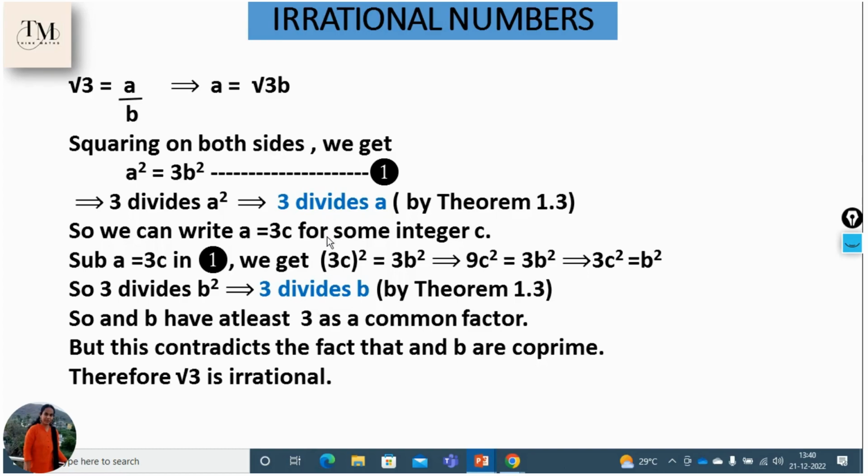So these two statements show that 3 is a common factor for a and b. But we showed that a and b are co-prime. Okay. We showed that a and b are co-prime. But we got a common factor 3. So this contradiction came as we assumed that root 3 is rational. But our assumption is wrong. So root 3 is an irrational number. Okay, children, can you understand? So both theorem 1.4 and example 9 are the same. Okay, so let us go to the next example.